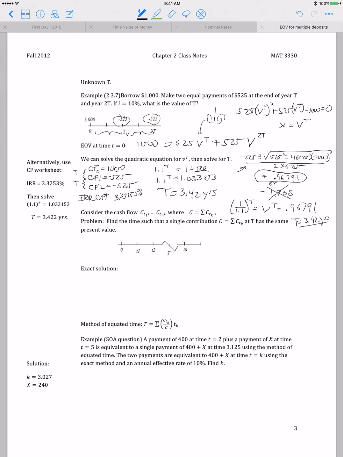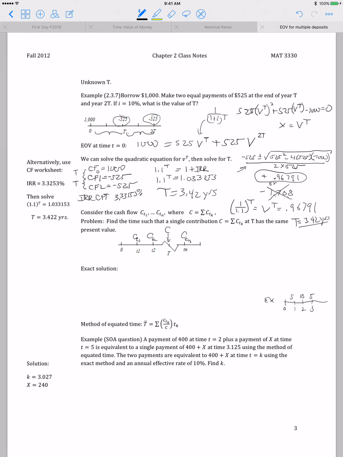So using the calculator, as long as we have equal increments of time between cash flows, we can use the cash flow worksheet to solve for an unknown time problem.